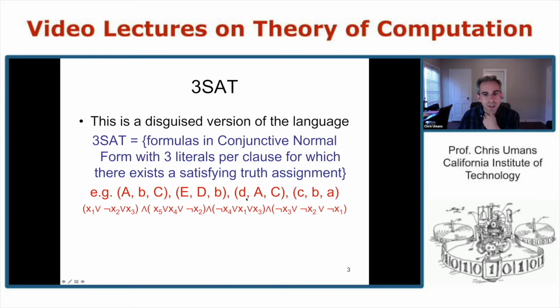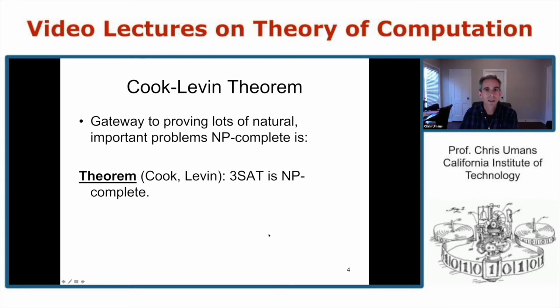And I mention this just because having both of those interpretations in your mind is sometimes useful when you're doing reductions from 3SAT. And also because it sort of explains why it plays such an important role in the theory of NP-completeness, which is what I want to say next. So the Cook-Levin theorem, the topic of today's lecture, is the theorem that states that 3SAT is NP-complete. And I wrote that that's the gateway to proving lots of natural important problems are NP-complete.